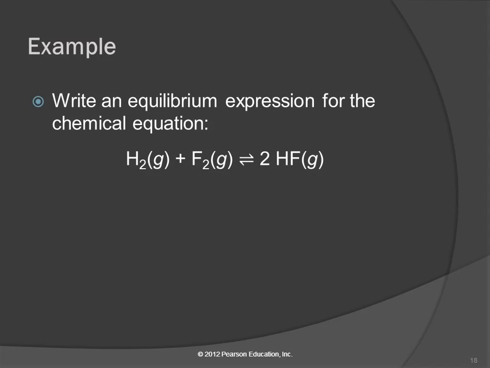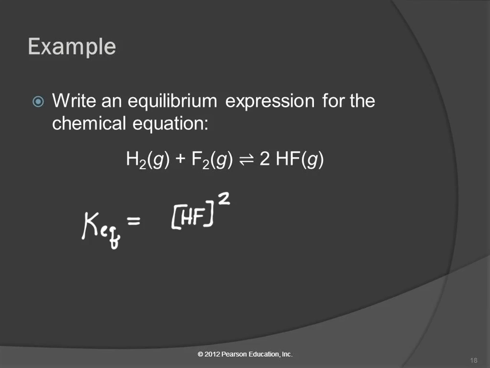Let's do this one. Write the equilibrium expression. So KEQ, that's the equilibrium constant, is equal to, we need to take the products, or product. What's the product in this reaction? HF. So I'm going to put HF in brackets. Is there a coefficient in front of it? Yeah. It's 2, so this becomes the concentration of HF squared.